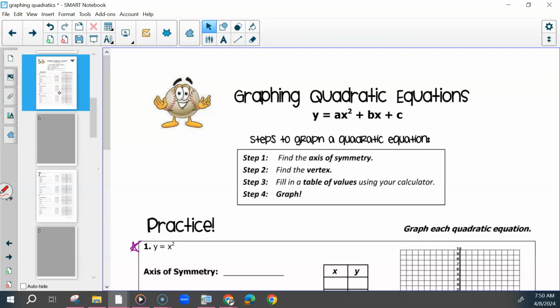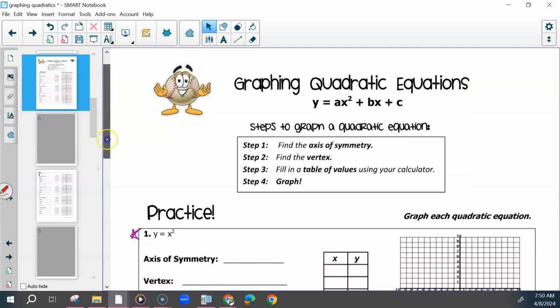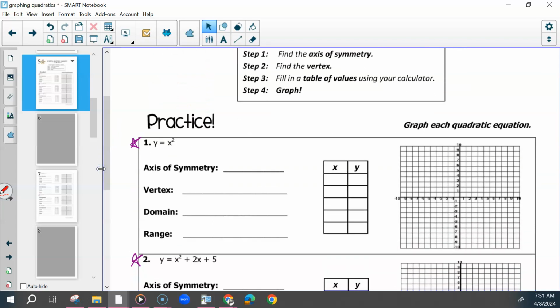So Friday, we talked about how to find the axis of symmetry, the vertex, how to do a rough sketch of it. Now we're going to actually do that stuff again, talk about domain and range a little bit, and graph the actual function. So let's start with number 1.